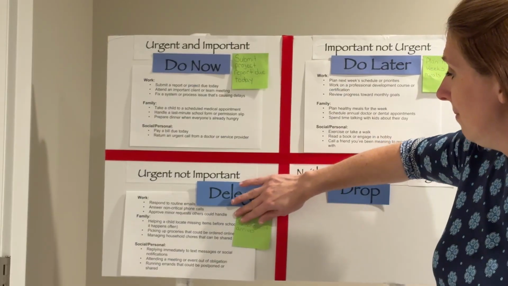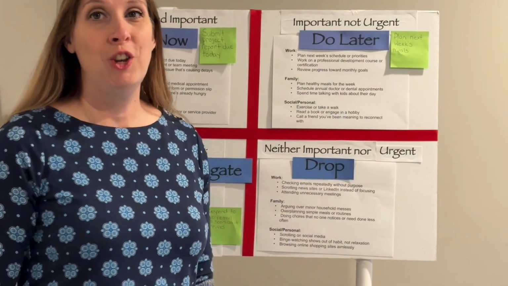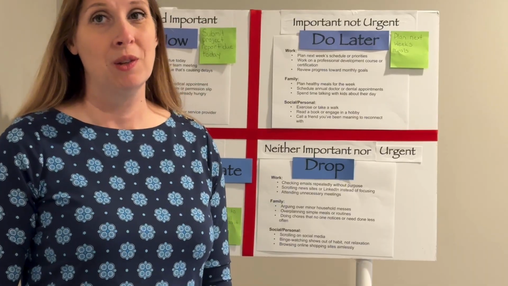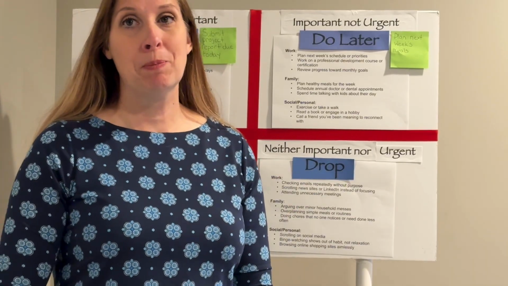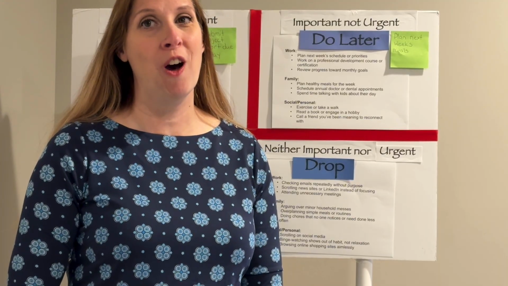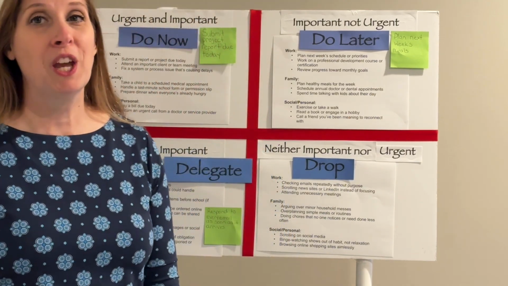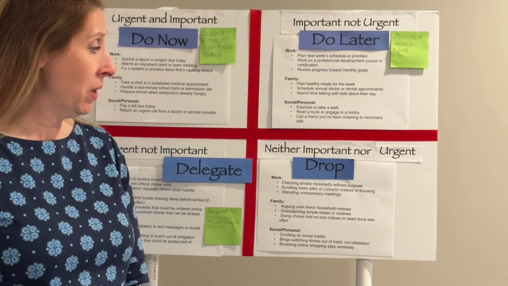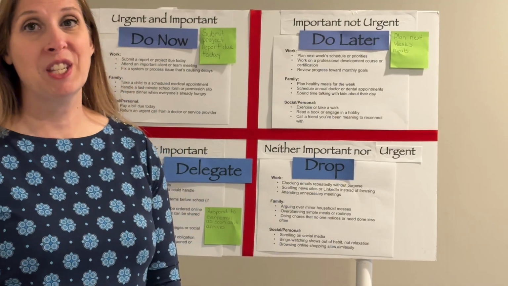Finally, our fourth quadrant, not urgent, and not important. We labeled it Drop. The goal is to eliminate these time sponges from our schedule. These are tasks that provide little to no value, often time wasters or distractions. In work, it may look like checking emails repeatedly without purpose, scrolling news sites or LinkedIn instead of focusing, or attending unnecessary meetings.